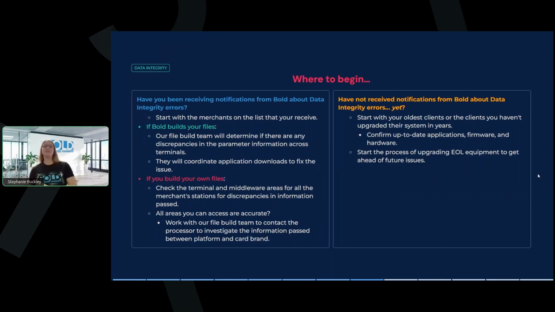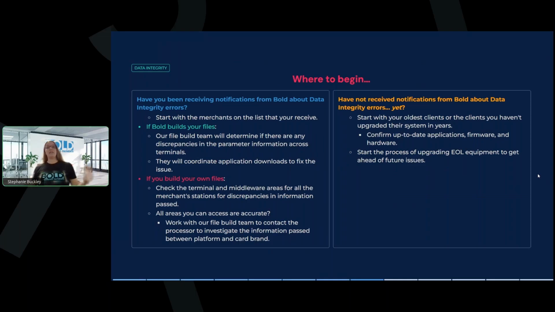Seems interesting to go that far, but start with the people on the list that you receive. If we build your files, our file build team will already be working toward making sure you're on the updated versions, that we're all in line with that. If you have some sort of integration, that might be where we do try to get you involved, which is we're looking at the file builds that we have access to, and the information matches in our system, but does it match in a semi-integrated system?